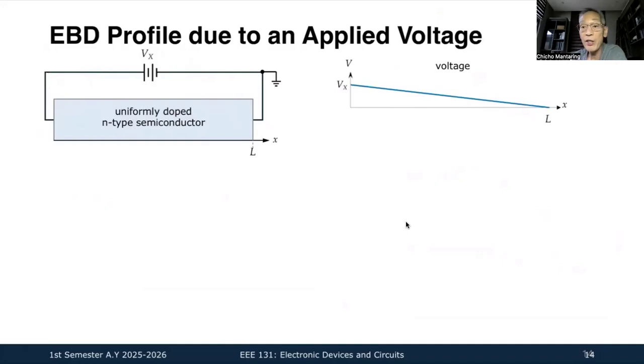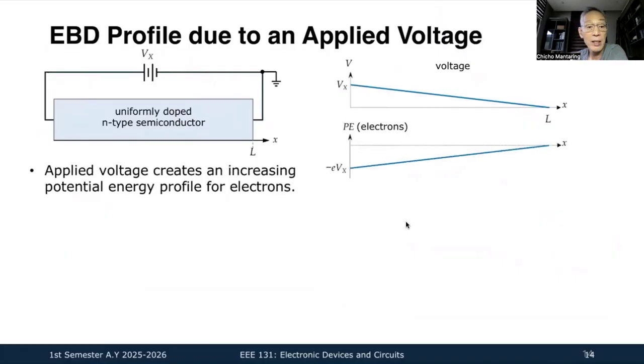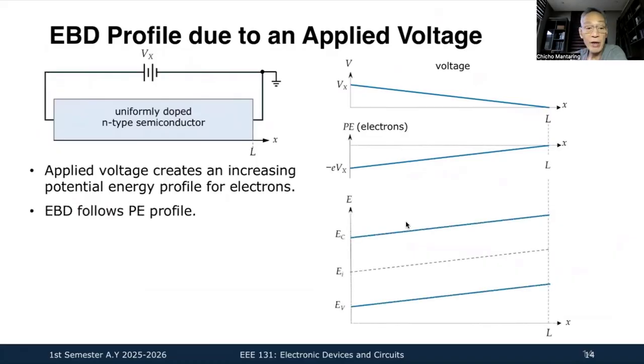So what will the potential energy for electrons look like? It will just look like this. No? So the applied voltage creates an increasing potential energy profile for electrons. And we already said that the energy band diagram follows the potential energy profile. No? So kung ito yung potential energy profile, the shape of EC will take the same shape. The shape of EI, the shape of EV will take the same shape.